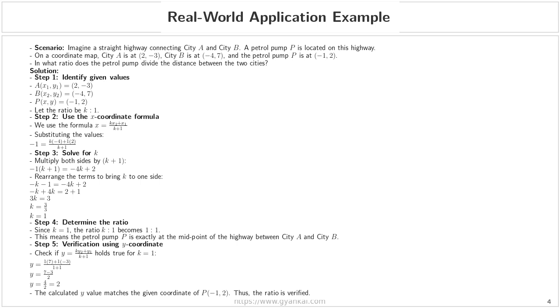We use the formula y equals the quantity k times y sub 2 plus y sub 1, all divided by the quantity k plus 1. Substituting k equals 1 into this formula, we get y equals the quantity 1 times 7 plus -3, all divided by the quantity 1 plus 1. This simplifies to 7 minus 3, all over 2, which is 4 divided by 2, resulting in 2. Since this calculated value matches the y-coordinate of our petrol pump, which is 2, we have successfully verified our result.